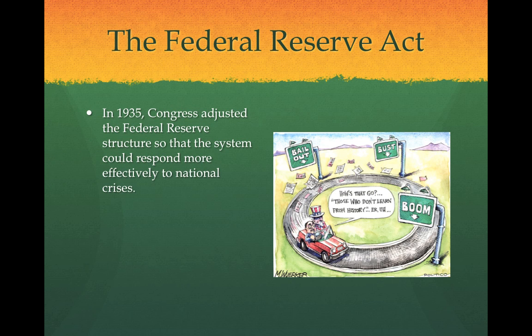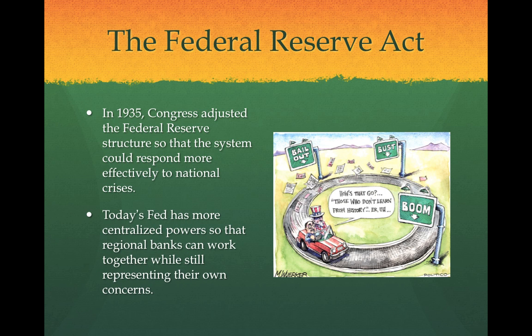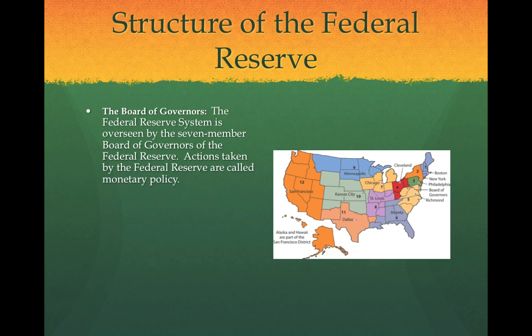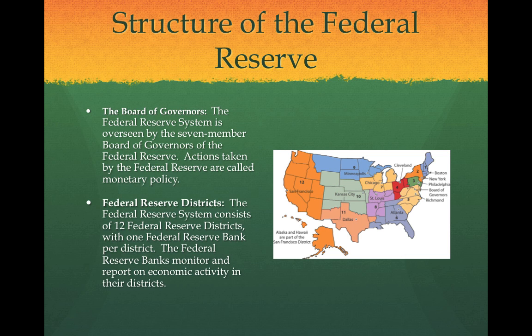In 1935, Congress adjusted the Federal Reserve structure so that the system could more strongly respond effectively to a national crisis. And today's Fed has more centralized power, so the regional banks can work together while still representing their own concerns. The Board of Governors of the Federal Reserve System is a 7-member board, and actions taken by the Federal Reserves are called monetary policy. The Federal Reserve districts consist of 12 reserve districts with one Federal Reserve bank per district, and the Federal Reserve banks monitor and report on economic activity within their districts.